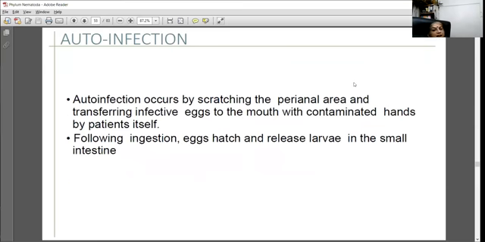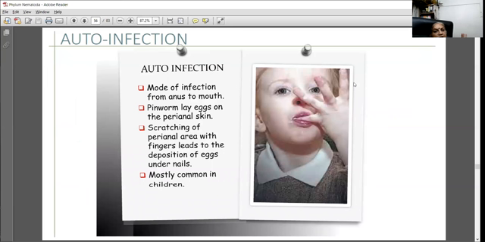Autoinfection occurs by scratching the perianal area and transferring the infective eggs to the mouth with contaminated hands by the patient himself. Following ingestion, eggs hatch, release the larva in the small intestine, and the life cycle continues. See, autoinfection is the mode of infection from anus to the mouth.